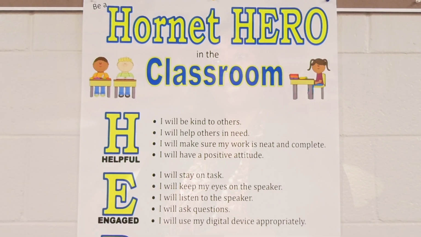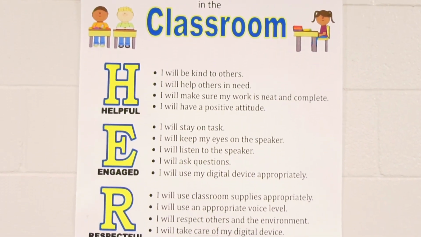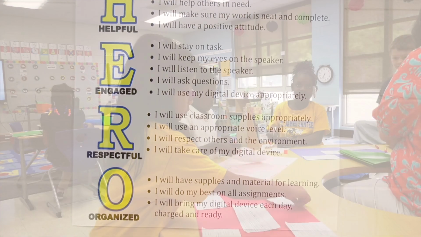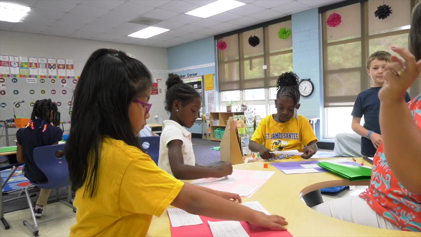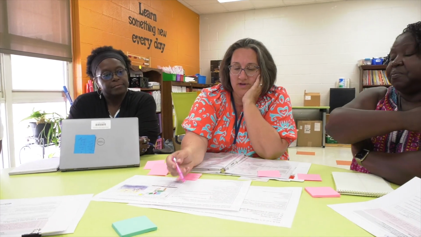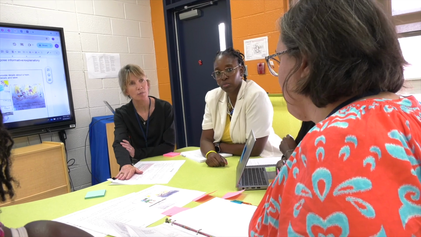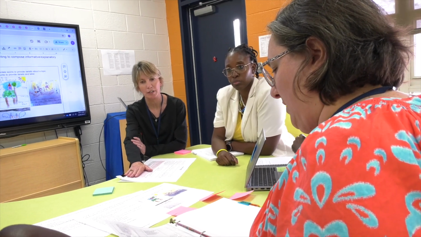For us, it starts with our HERO matrix. So we use our PBIS matrix, which talks about being helpful, engaged, respectful, and organized. And how does that tie into daily living here at St. James Santee for not only the students, but also for the staff? When we meet, we talk about what each of those components looks like in an actual lesson. If we're not seeing where a student is making progress, how can we strategize to come back to ensure that students have an opportunity to be successful?